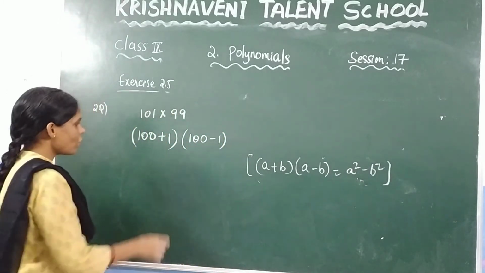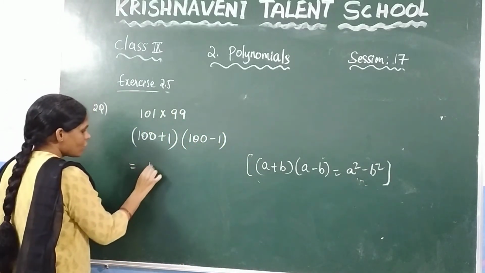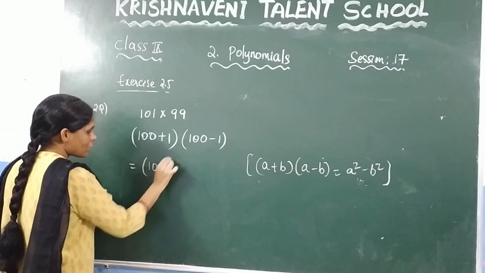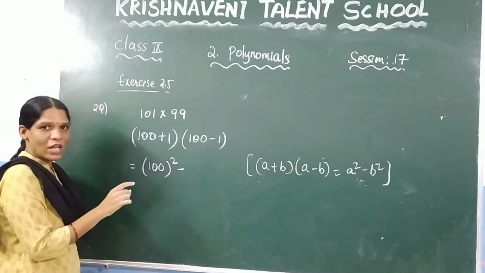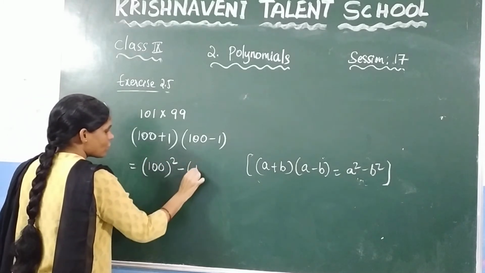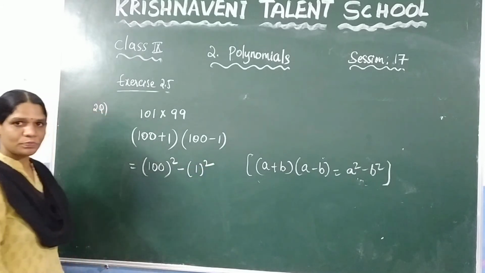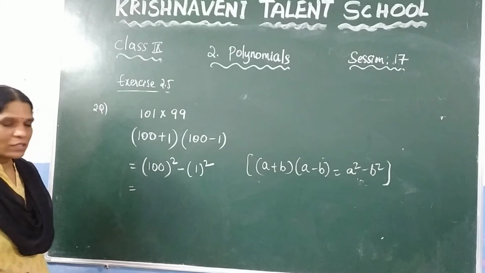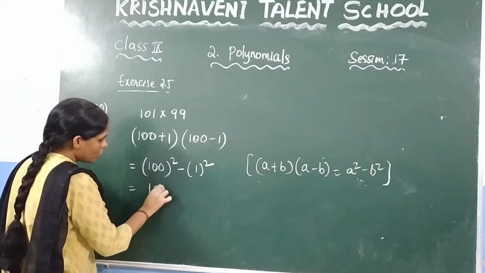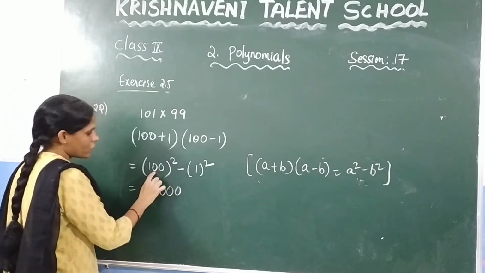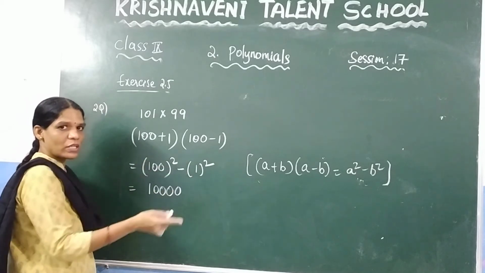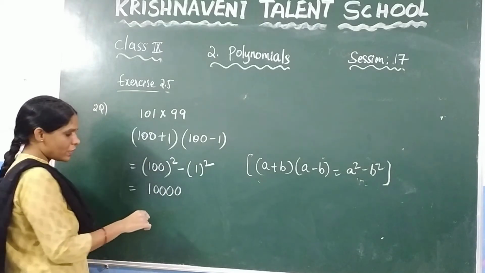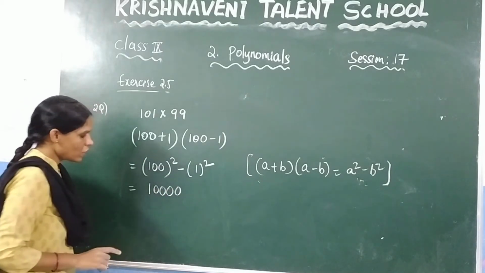So what is the value of a in this case? It is 100. So you can write this as 100 square minus, and what is the value of b in this case? It is 1. So you can write this as 1 square. You need to multiply 100 two times. 100 into 100 gives you 4 zeros. Here 2 zeros are there, and 1 more 100 is there. So how many zeros will be there? You will get here 4 zeros.